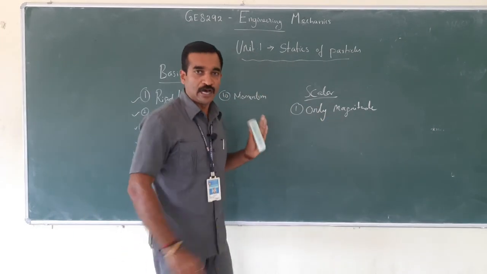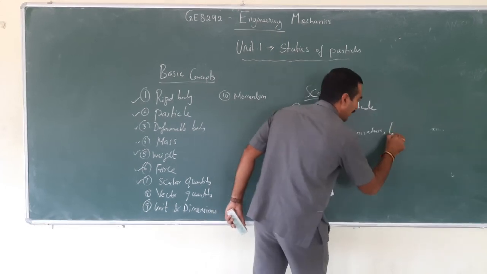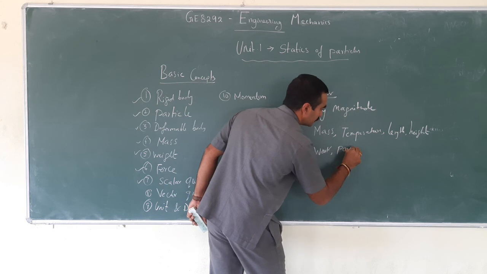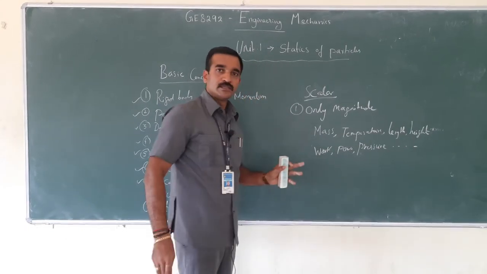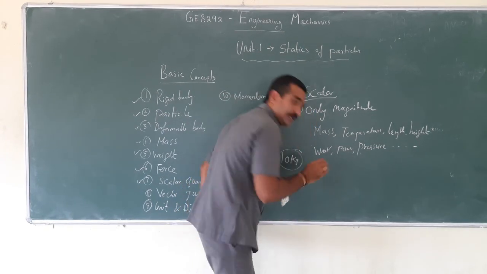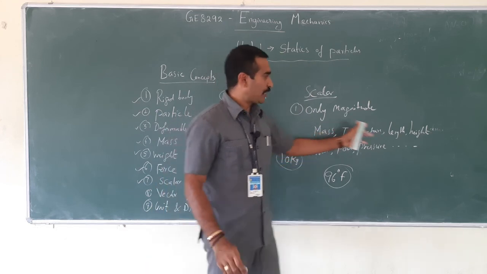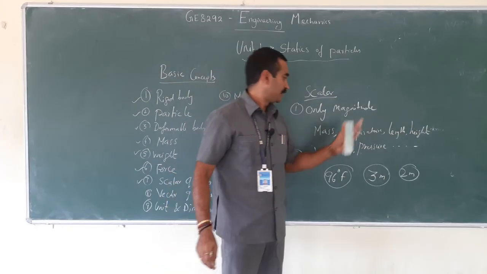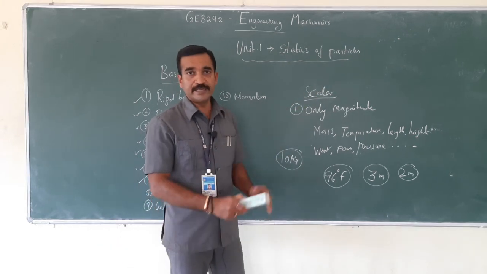The variables which have only magnitude, for examples, are mass, temperature, length, height, work, power or pressure, and the list goes on. Magnitude in the sense, 10 kg of mass has only magnitude. For temperature, so much degree Celsius or degree Fahrenheit, say 96 degree Fahrenheit. When you talk about length, 3 meter length, or height, 2 meter height. Similarly for work, pressure and power, which have only magnitude. So scalar is a physical quantity which has only magnitude. It is independent of the direction.